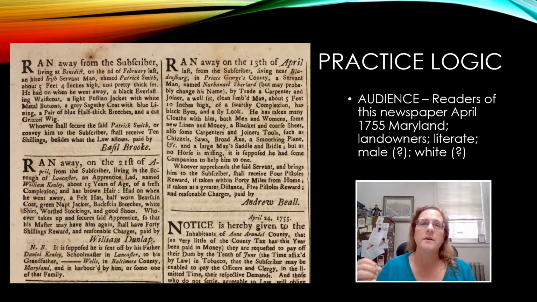So we can assume that Basil Brook thought he was writing to white men, but it could have been a much broader audience of women and people of color that were actually reading the document, including enslaved people who might be reading this to know, oh, who are they looking for? Who can we help get away?